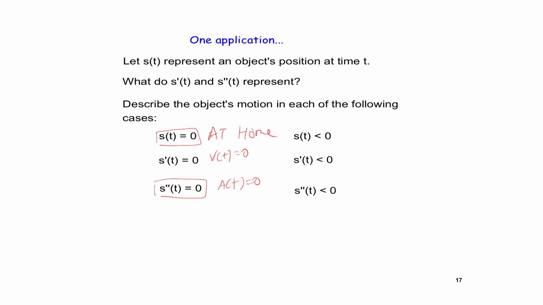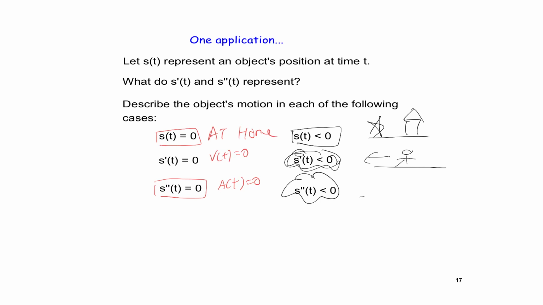Now this one here to the right, your position is negative. That means you are to the left of the house. This one means your velocity is negative. That means you are moving to the left. It doesn't mean you're moving to the left of the house, you're just moving west. And this one here means your acceleration is negative. When acceleration is negative, you don't know whether you are slowing down or speeding up. It really depends on what you know about your velocity. In this case, we don't know anything about the velocity. So acceleration is negative, that's all you can say.